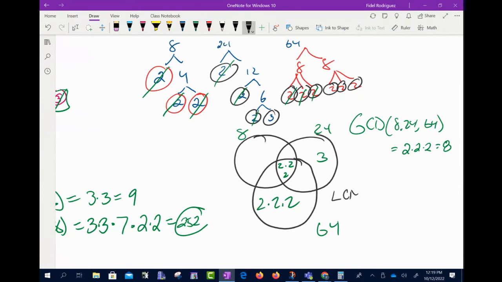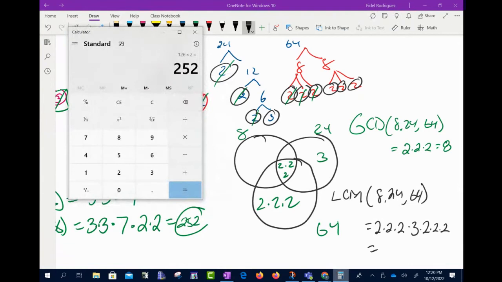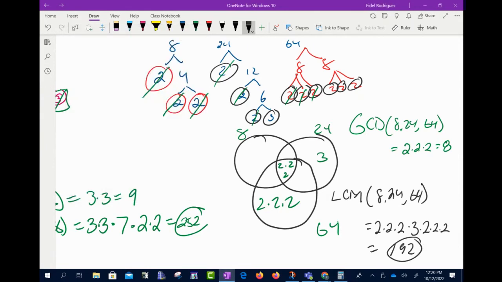And then if we're going to find the least common multiple between 8, 24, and 64, we're going to take all the numbers and multiply them together. So we got 2 and 2 and 2, and a 3, and another 2, and another 2, and another 2. So let's see. Let me clear this out. So 2 times 2 times 2 times 3 times 2 times 2 times 2. And I'm coming up with 192. Okay.